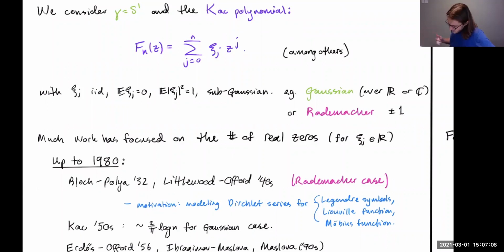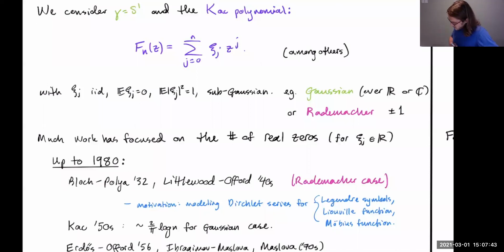Okay, so that was sort of the early motivation. And then for the Gaussian case, this was really where the famous Kac-Rice formula was developed for counting critical points of Gaussian functions. Mark Kac famously used this to get a precise asymptotic for the number of real zeros. And then this was extended to more general distributions in some subsequent work. Okay, and that's where I'll stop the review of that.